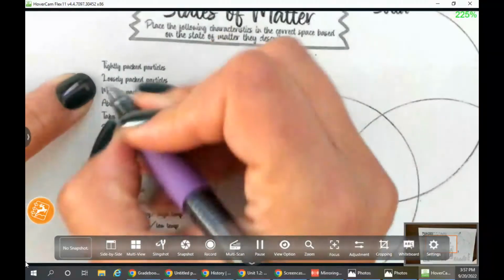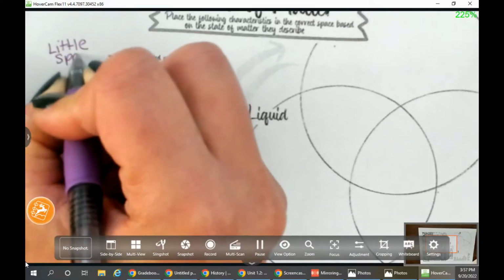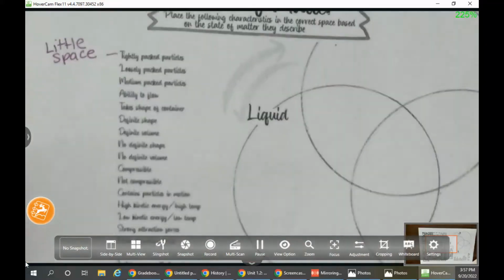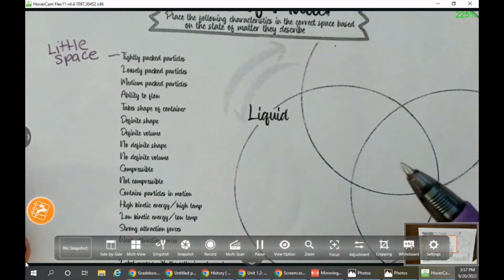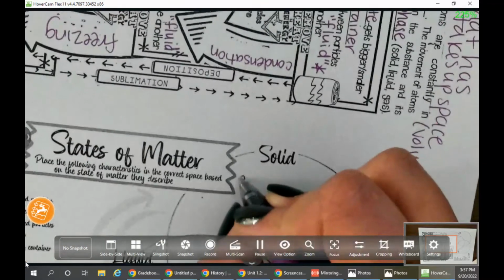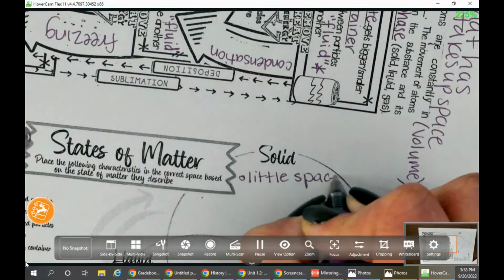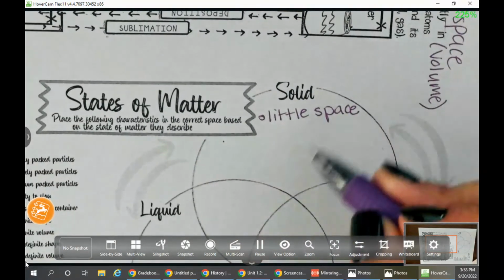So when we say tightly packed particles, we can be thinking little space. And what I'm talking about there is little space in between them. So which state of matter has little space in between each of their particles? Solid, I agree. So we're just going to write little space in the solid circle. Okay?